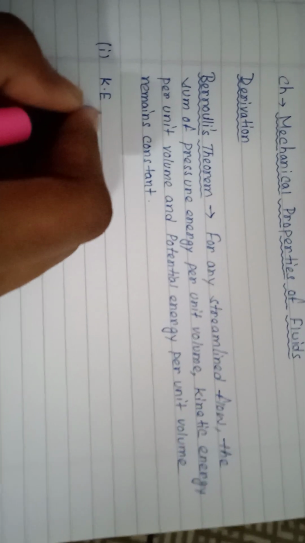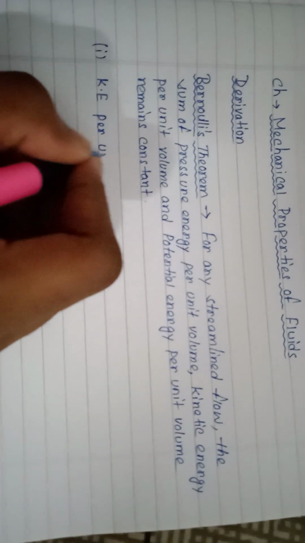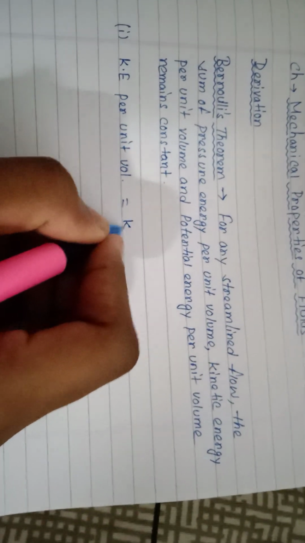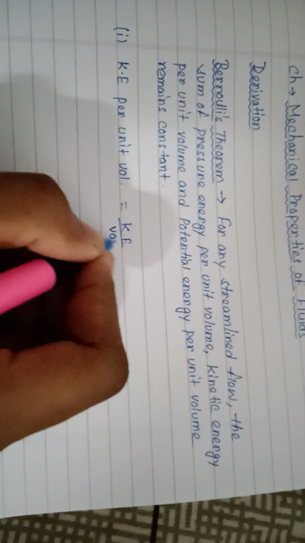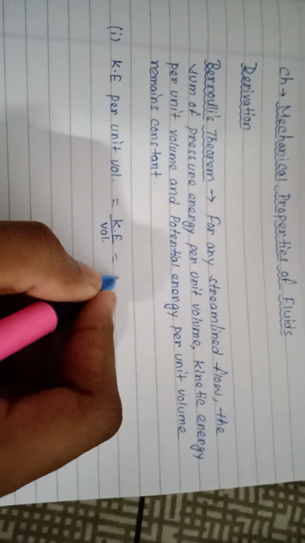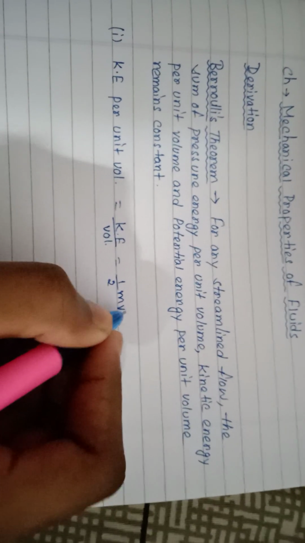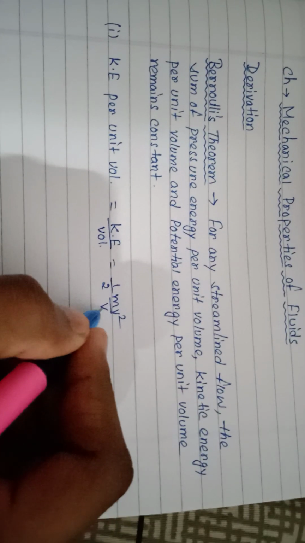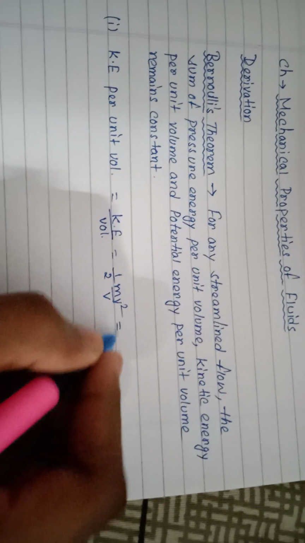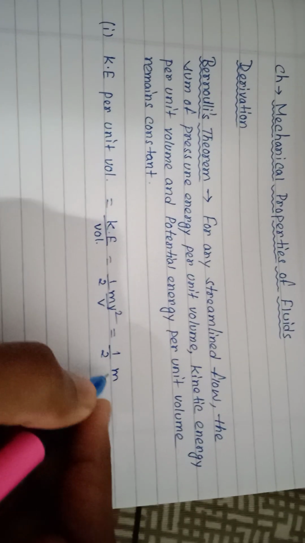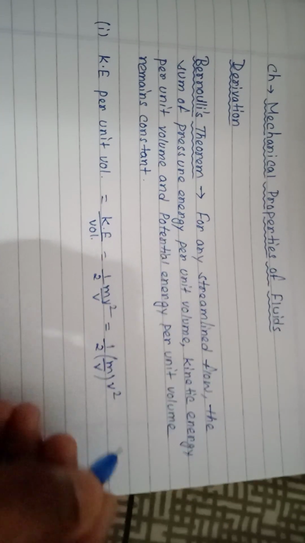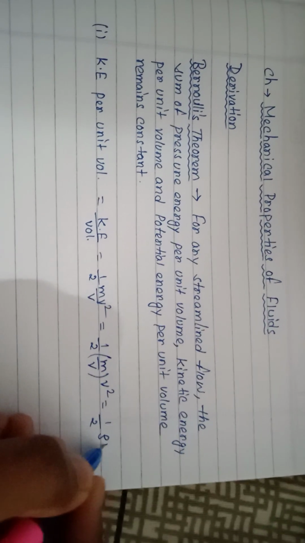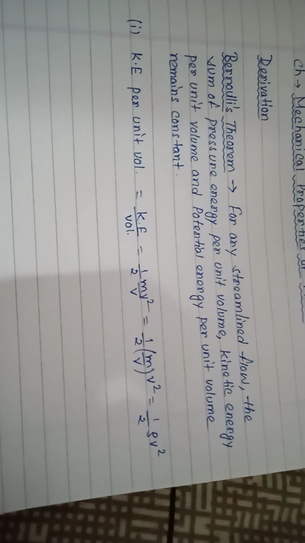Kinetic energy per unit volume. It means kinetic energy upon volume. Kinetic energy's formula is half mv square and volume is V. This v square is velocity and this V is volume. We know that half m upon V v square. We know that m upon V is density, that is half rho v square. That's kinetic energy per unit volume.